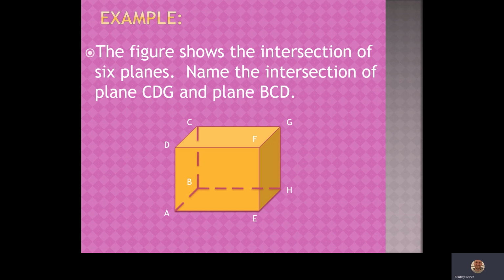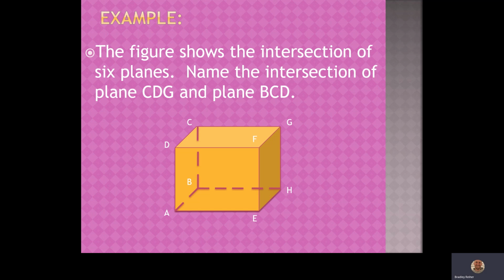Here's an example where you would use that postulate. So again, this figure is going to look a whole lot like the room that you're in. There's a floor, a ceiling, and there's 4 walls. We'll call it front wall, back wall, left wall, right wall. The figure shows the intersection of 6 planes. Name the intersection of plane CDG and plane BCD. Hopefully you can find those.